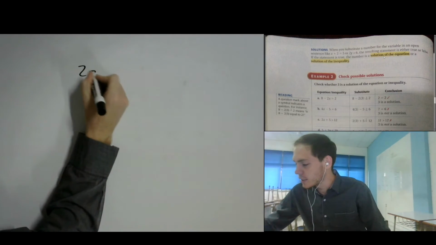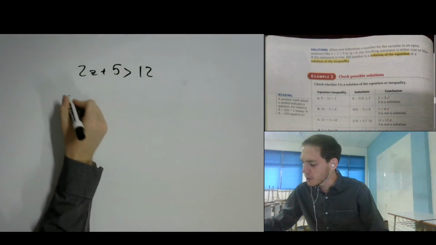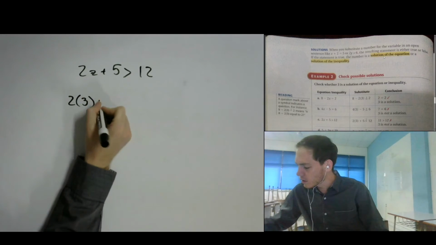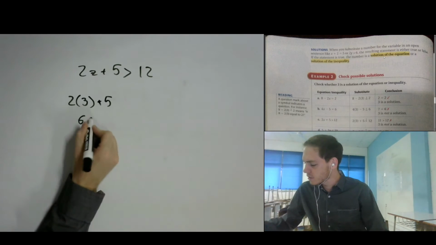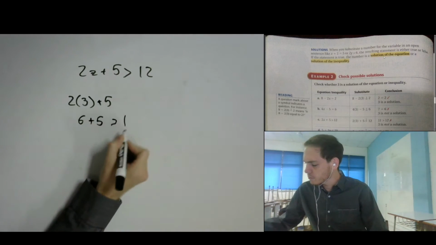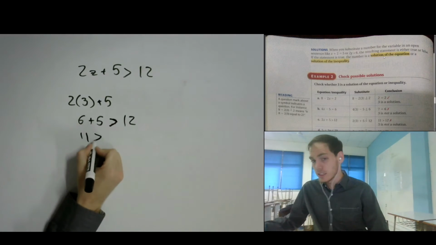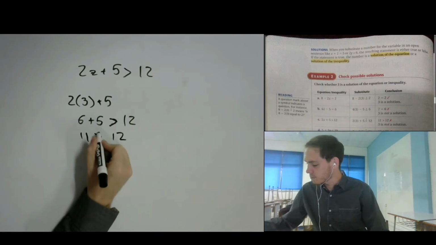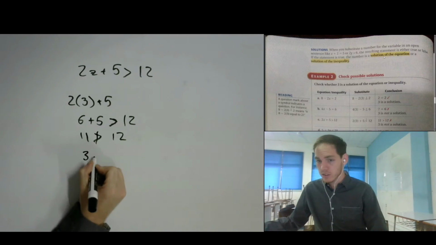Okay, so for inequalities, the number has to fill it. For example, you have 2z plus 5 is greater than 12. So if we plug in 3, we get 6 plus 5, which is 11. Is 11 greater than 12? Well, 11 is not greater than 12. So 3 would not be a solution.